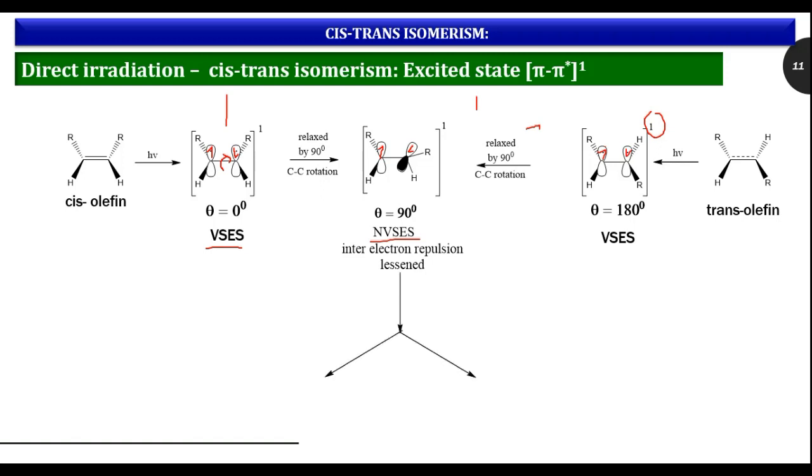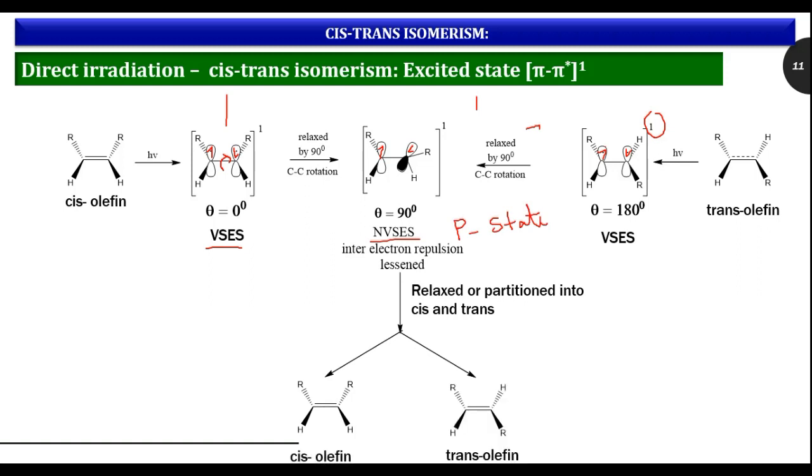So friends, here it is relaxed and partitioned into cis and trans isomers. That means this is called the P state. What is this? The non-vertical excited state is called the P state. This P state can convert into the cis molecule or the trans molecule. Even if you start with the cis, this can convert into the cis molecule and also the trans molecule. So friends, this is direct irradiation cis-trans isomerization.